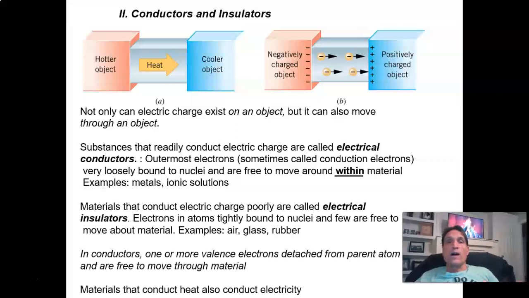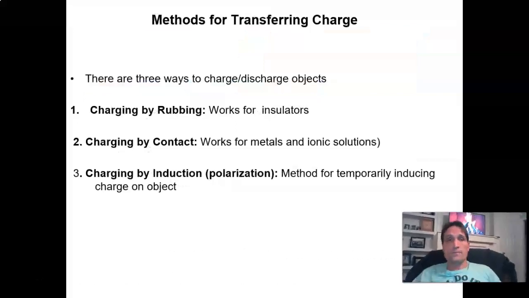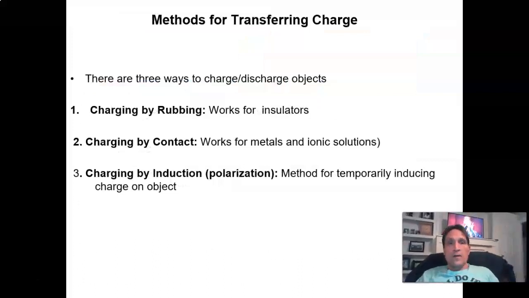And it's also why you have an insulation around the wire, because we don't want the charges on the wires escaping and shocking you. Okay, so conductors are good, the electricity can move through them: metals, ionic solutions. And insulators, electricity cannot flow very easily through that. Okay. So let's talk a little bit about the ways in which we can charge and discharge objects.